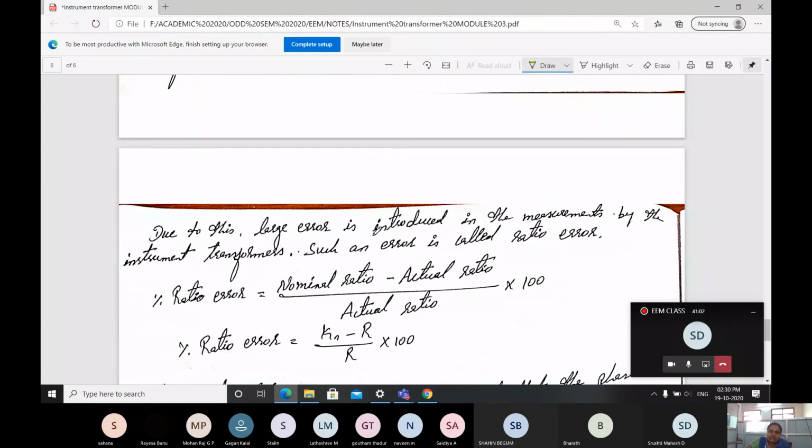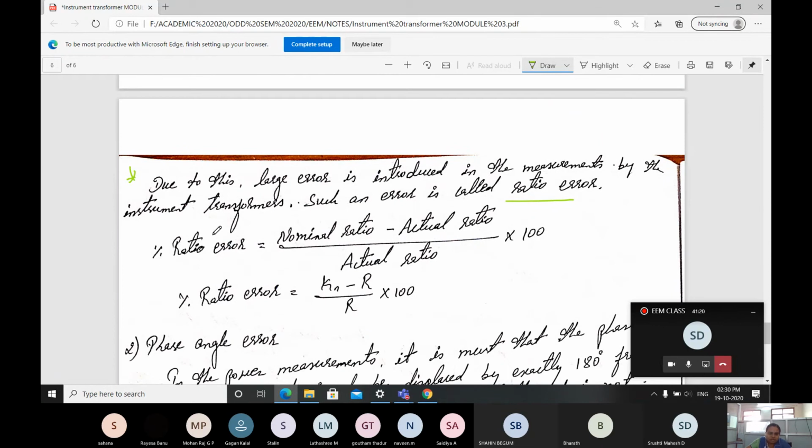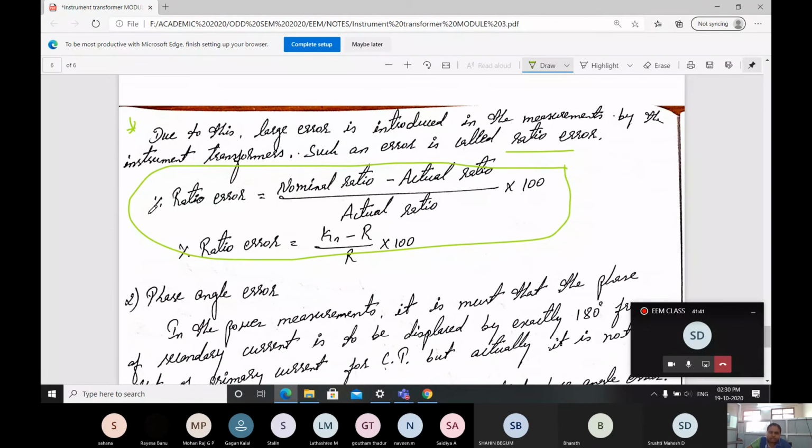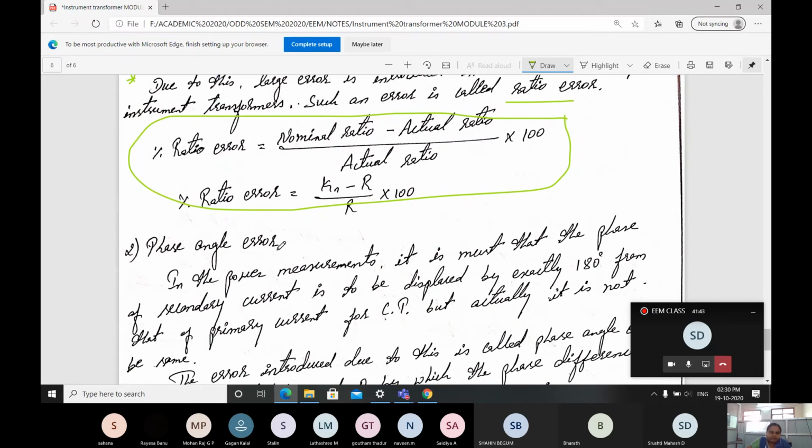Due to this, a large error is introduced in the measurements by the instrument transformers. Such errors are called ratio errors. Therefore, the percentage ratio error is the nominal ratio minus the actual ratio, divided by the actual ratio, into 100. That is, Kn minus R divided by R into 100. Remember this equation. That is about your ratio error.